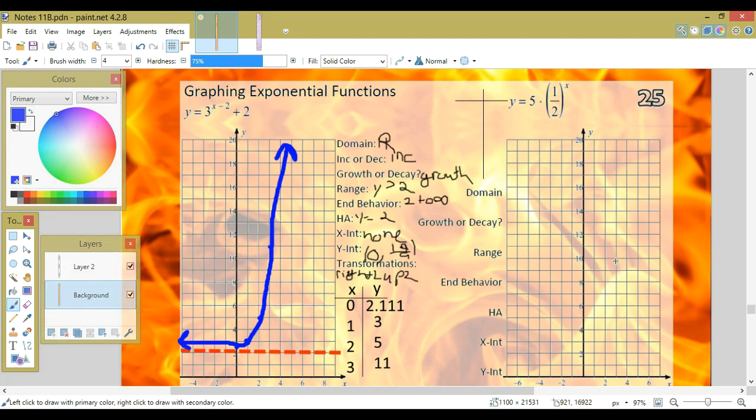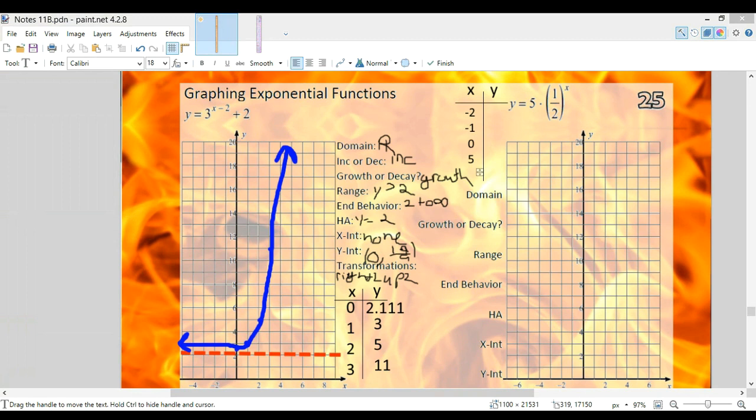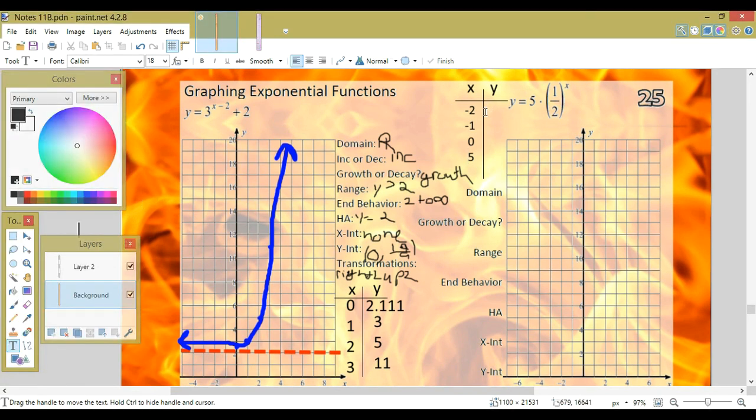Let's do the next one. We have 5 times 1/2 to the x power. Let's make a table with the x and y. Let's go ahead and use the values -2, -1, 0, and 1. So if we plug those into the calculator, or just on the paper, we get 20 for -2. For -1, when we plug that in, we get 10. 0 would be 5, and 1 would be 5/2.